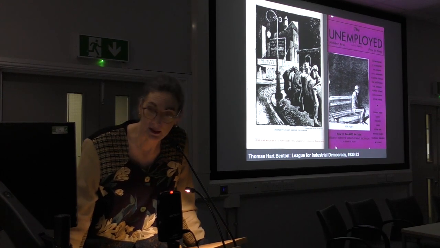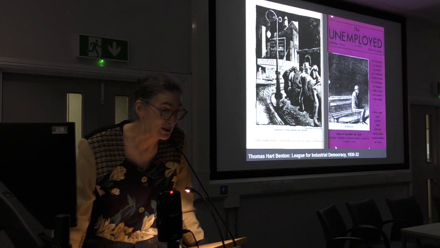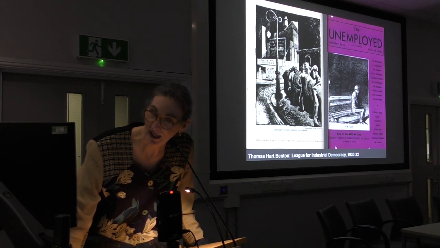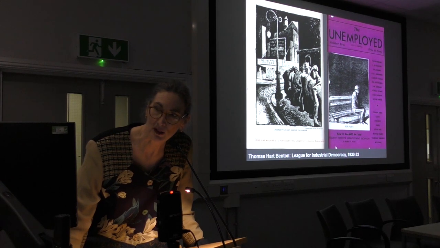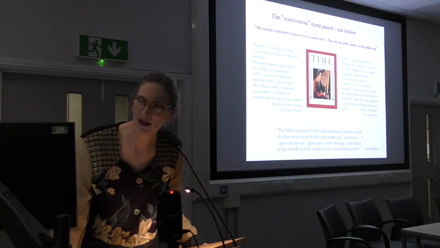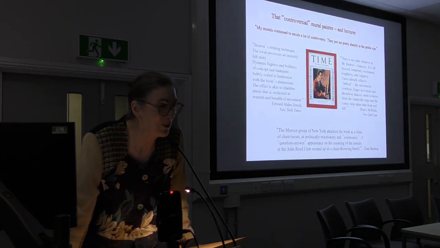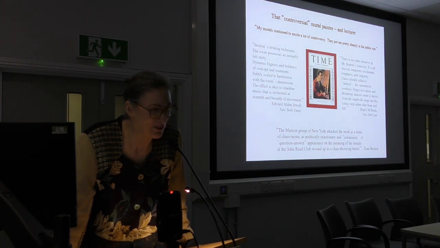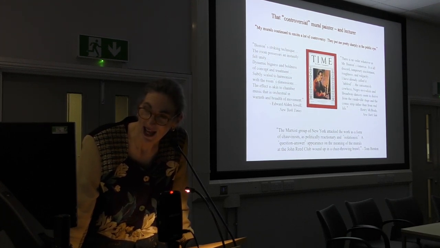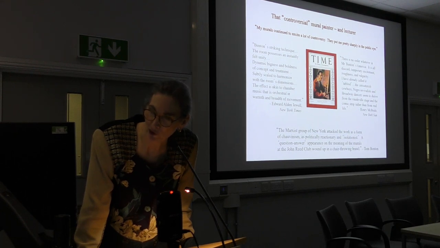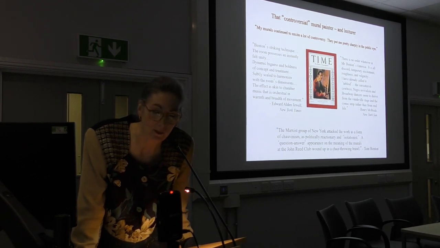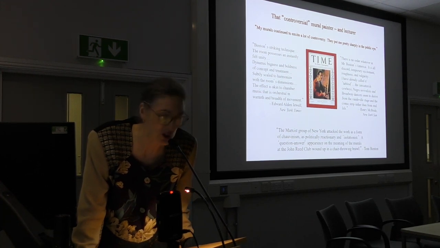And Thomas Hart Benton was originally more liberal and left-wing. We see him illustrating for The Unemployed and The Workers for Industrial Democracy in the early '30s, 1930-32. The unemployed, there were red lines all around New York. But he wasn't left-wing enough, and he was related to a namesake senator of his name from Missouri. And what he said was, the Marxist group of New York attacked my work as a form of chauvinism, as politically reactionary and isolationist. A question-and-answer appearance on the meaning of the murals at the John Reed Club wound up in a chair-throwing brawl.